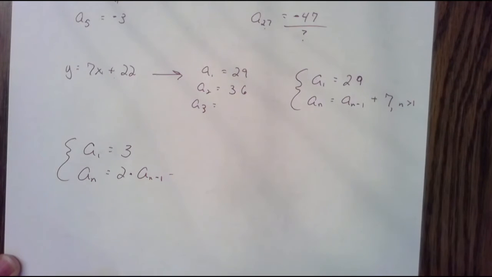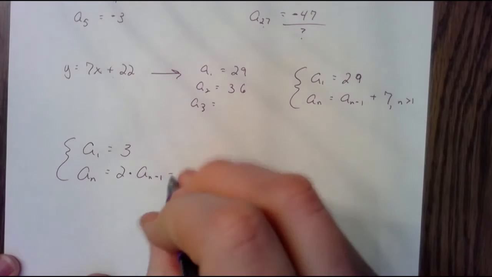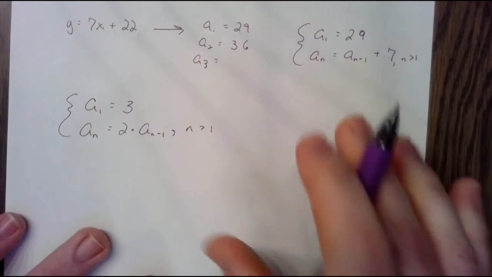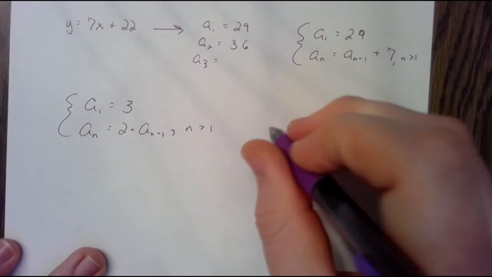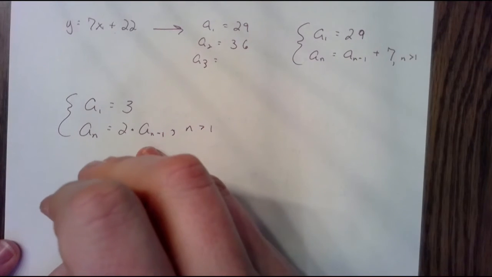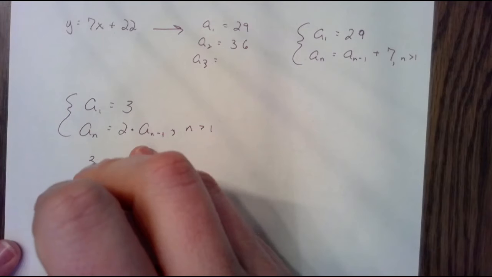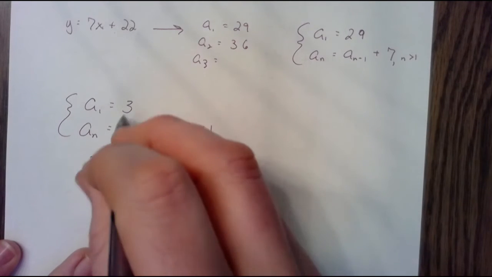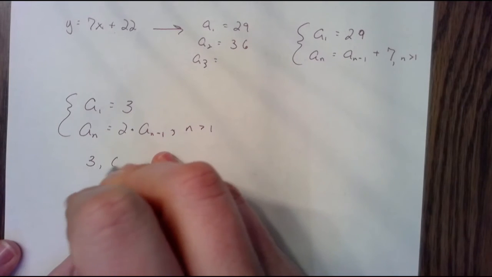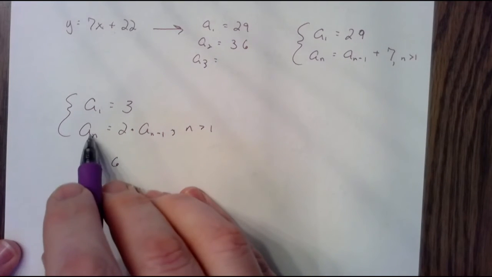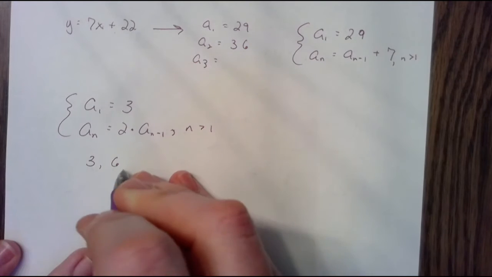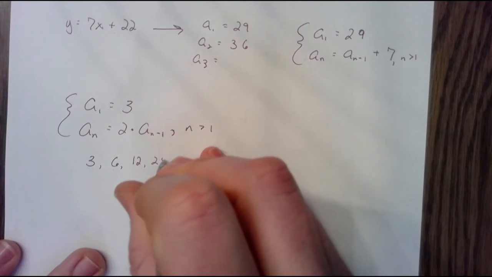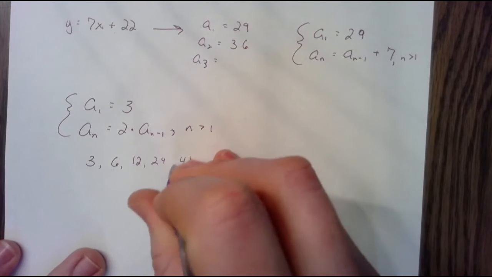Now we can generate this. I know that A sub 1 is going to equal 3. A sub 2 will equal 2 times A sub 1, which is 3, so 2 times 3 is 6. A sub 3 is going to equal A sub 2, 6 times 2, which is 12, times 2, which is 24, times 2, which is 48. And it's just going to keep on going. So this is a sequence. This one is said to be geometric. So this is a geometric sequence.